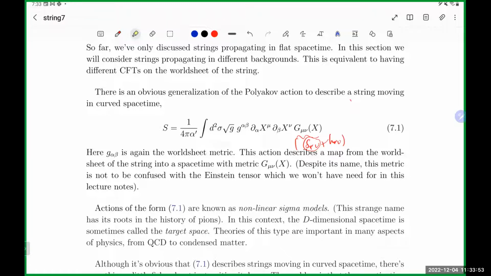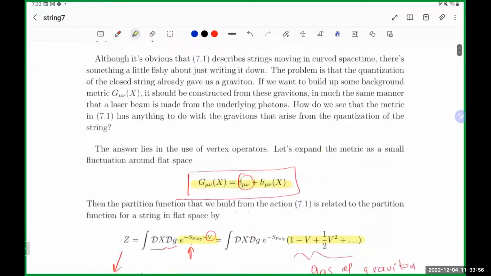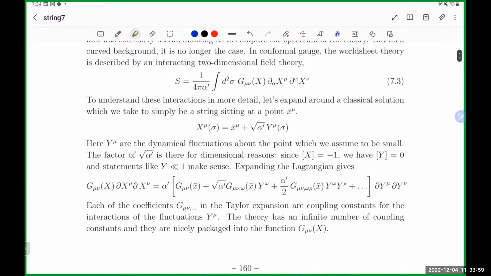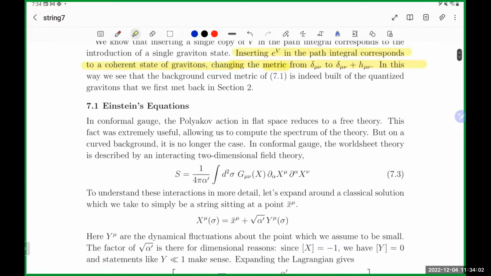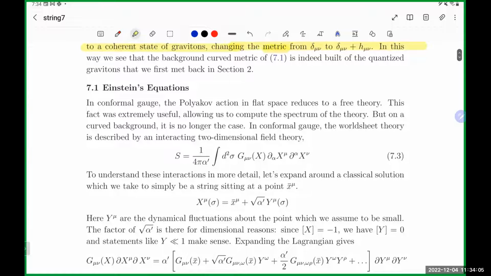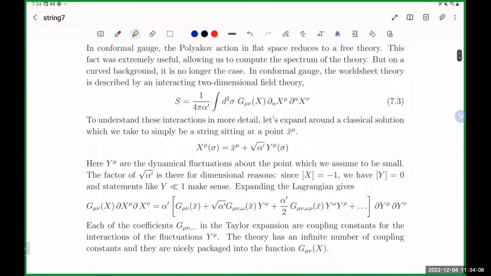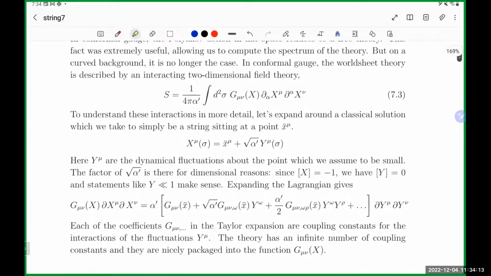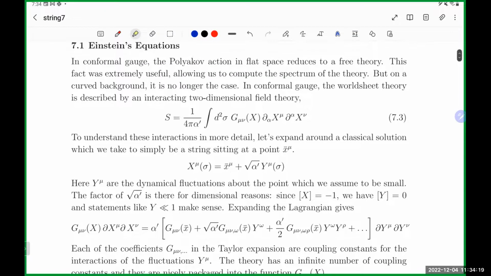Let's see if we can get to at least one loop here, because I think that's already fairly compact. I think we can do one loop. So suppose that, before I do any actual computations, you want to expand your string coordinates in this way. This is the background field expansion.